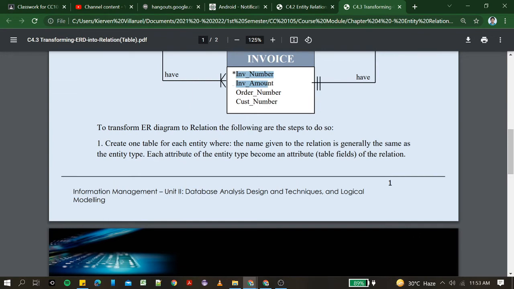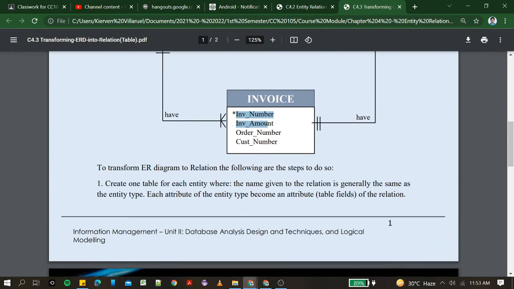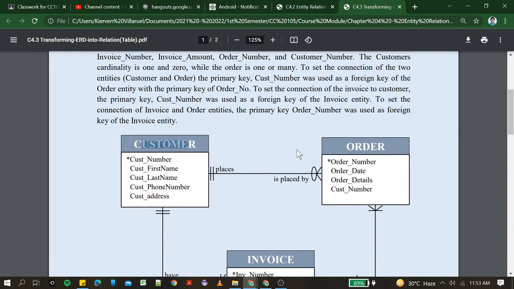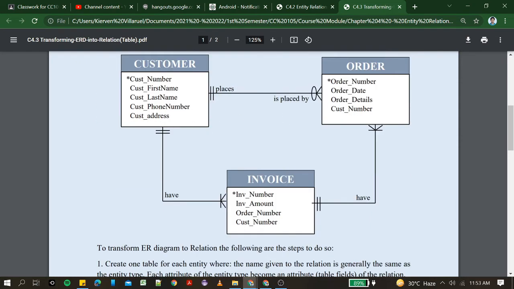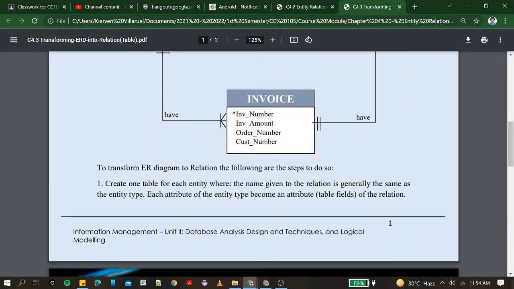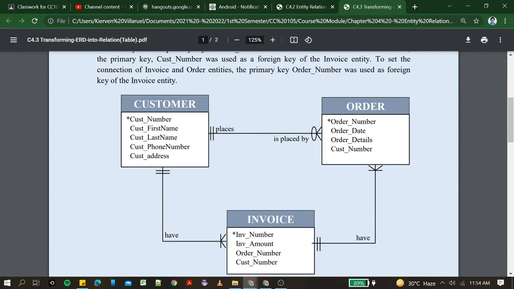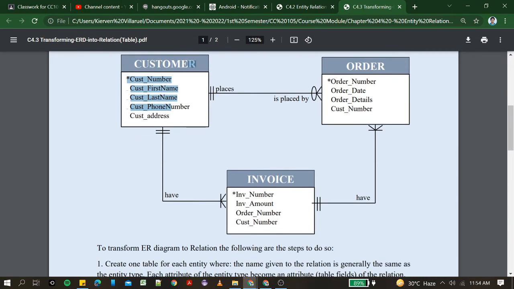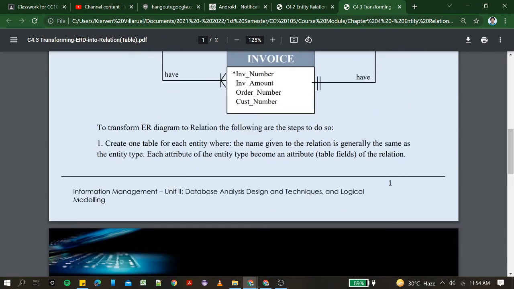And to transform the ERD, or the entity relationship diagram, into a relation, the following steps must be done. Okay? We have identified the entities. So, the first step is to create one table for each entity, where the name given to the relation is generally the same as the entity name. Since we have three entities, automatically we have three tables.